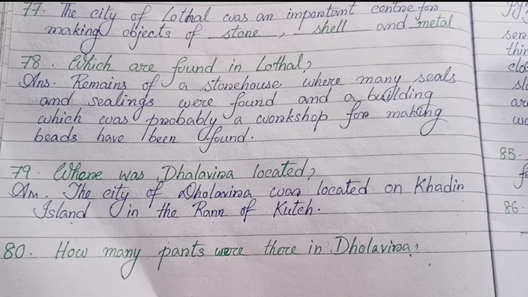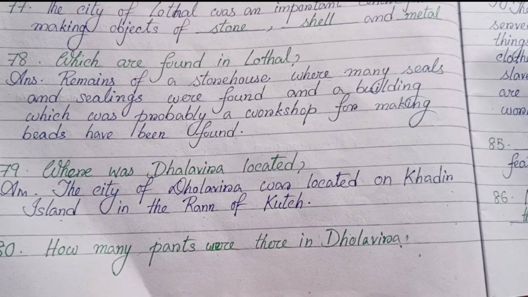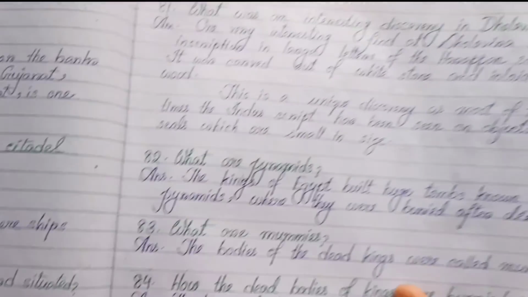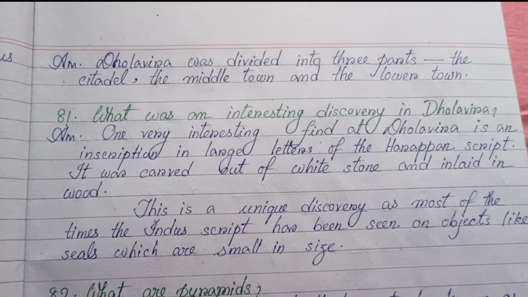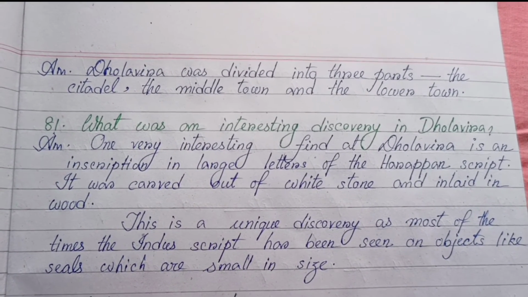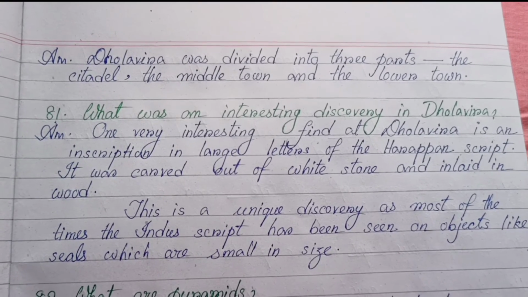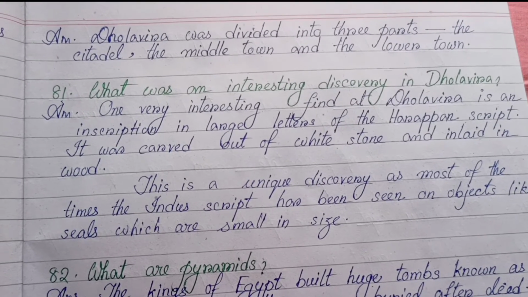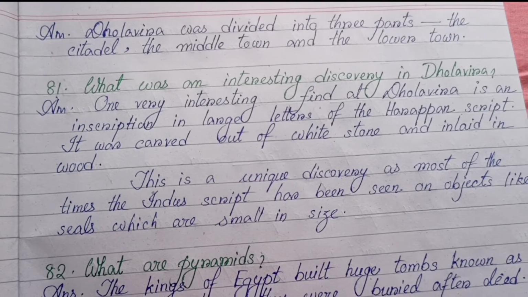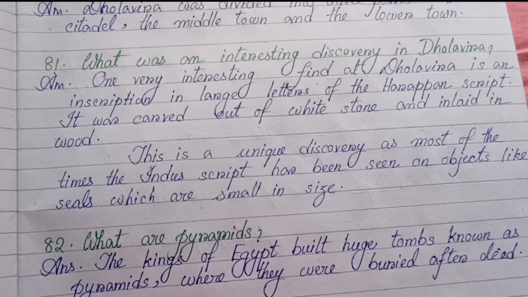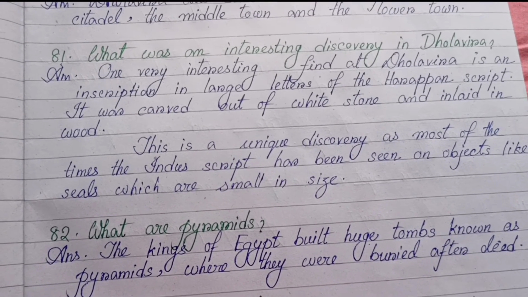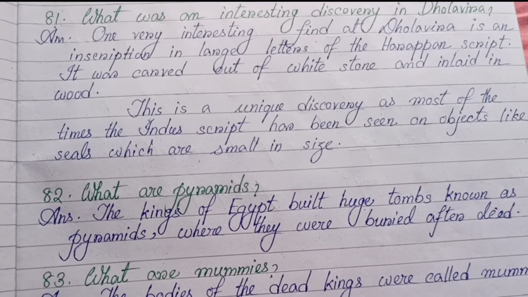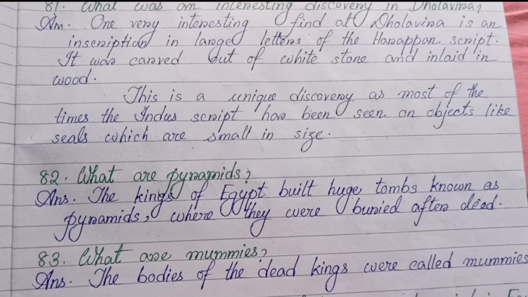Where was Dholavira located? The city of Dholavira was located on Khadir Island in the Rann of Kutch. How many parts were there in Dholavira? Dholavira was divided into three parts: the citadel, the middle town and the lower town. What was the interesting discovery in Dholavira? One very interesting find at Dholavira is an inscription in large letters of the Harappan script. It was carved out of white stone and inlaid in wood. This is a unique discovery, as most of the time the Indus script has been seen on objects like seals, which are small in size.